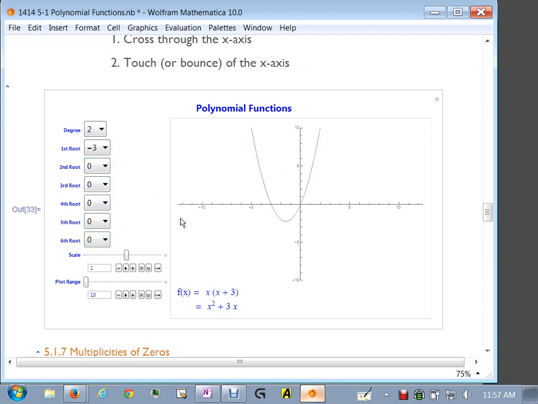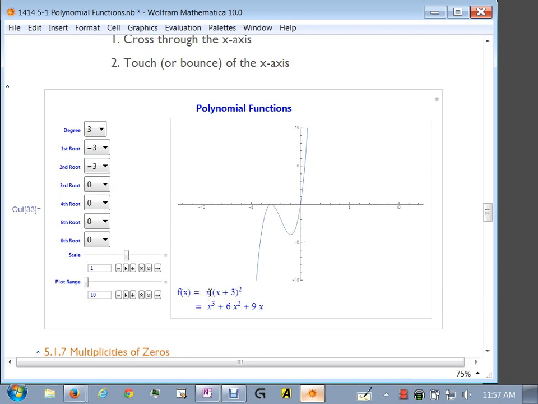There. If I take the squared off of this, it gave me a parabola crossing through both. But if I come in here and take this factor right here and square it, that's going to create the touching that I want, that corresponds to this graph. I hope that makes sense.